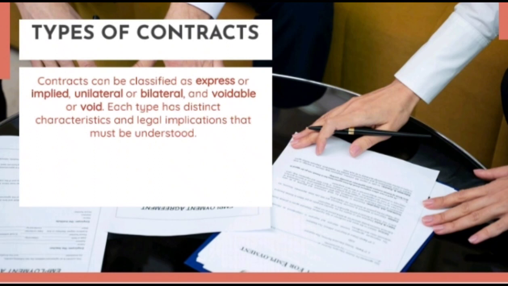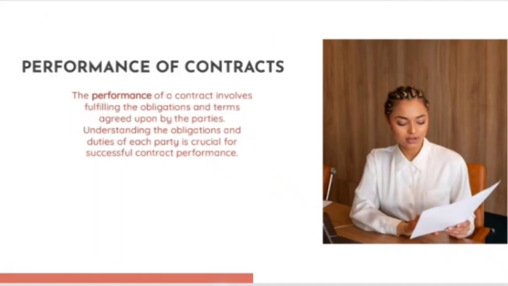We have the voidable or void contract. A voidable or void contract is a formal agreement between two parties that may be rendered unenforceable for any number of legal reasons, which may include failure by one or both parties to disclose a material fact, a mistake, misinterpretation, or fraud. Each type has distinct characteristics and legal implications that must be understood.